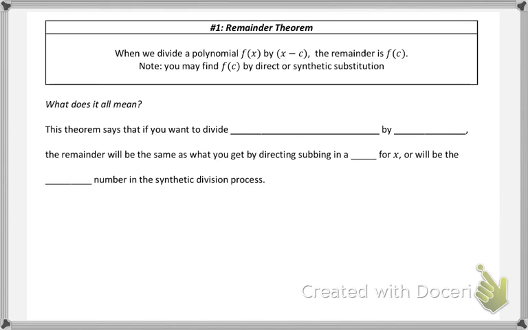This theorem says that if you want to divide, for example, f of x equals x cubed plus 5x squared plus 5x minus 2 by a factor x minus 2, the remainder of this division process will be the same as what you would get by directly subbing in a 2 for x, or it will be the last number in the synthetic division process, which is really the remainder.